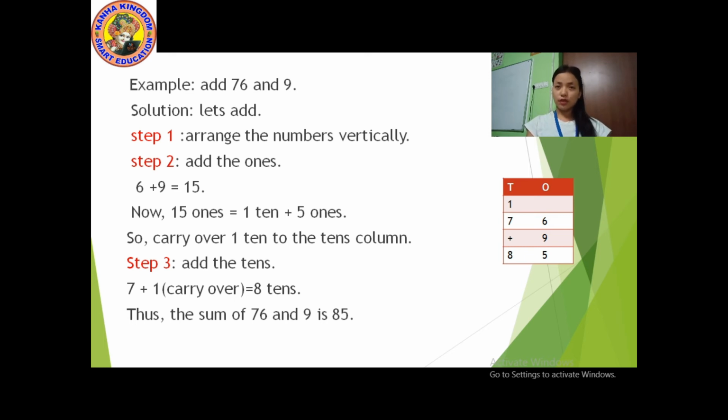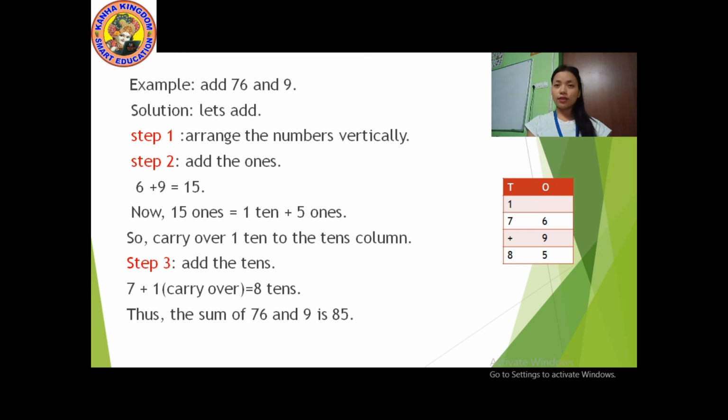Now we are going to solve step 3, that is add the tens. In the number 76, 7 is the digit which is present in the tens column. In step 2 we carried over 1 ten to the tens column, so there is 1 also. So we have to add 1 and 7 together. While adding 7 with 1, we get 8 tens. So write 8 in the tens column.